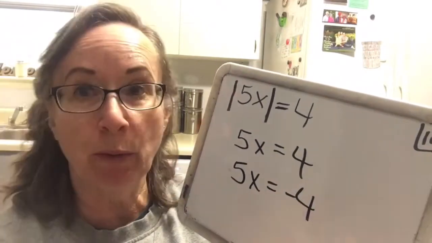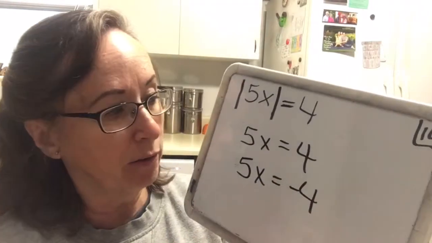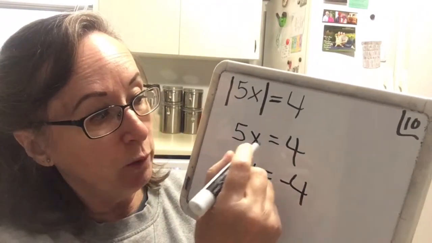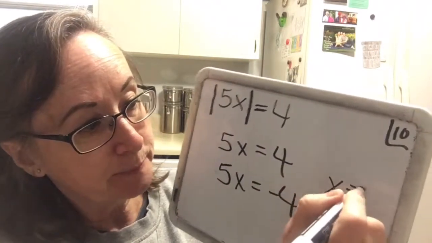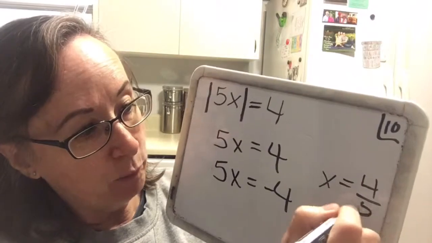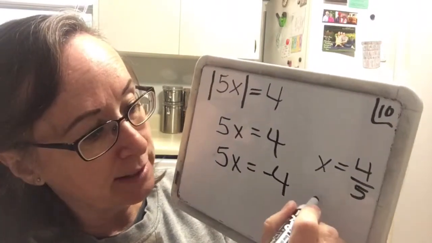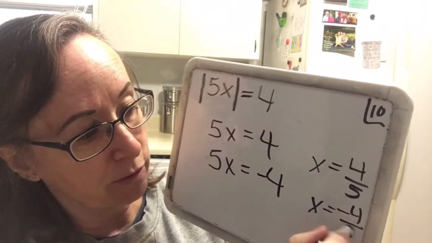We don't know which one, but we want to find every single solution, so we set them both equal to 4 and negative 4. So when we solve this one, we get x is 4/5. And when we solve this one, we get x is negative 4/5. And those indeed are the two solutions.